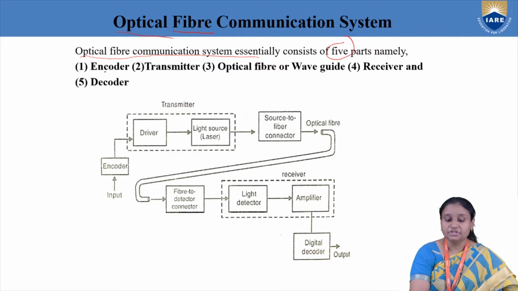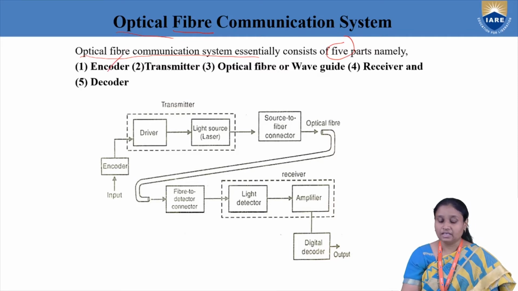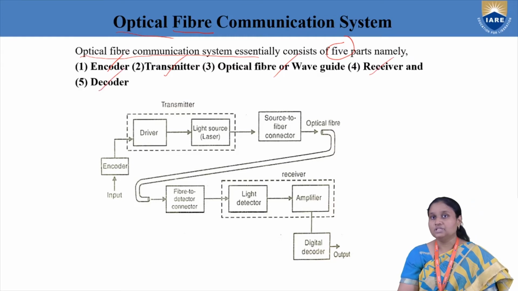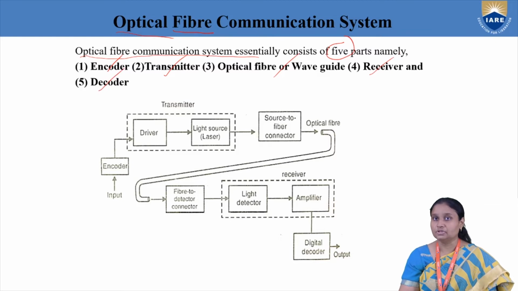What is the first part? The first part is called the encoder. Then we have the transmitter, then the optical fiber or waveguide, then the receiver, and the last part is the decoder. So any optical fiber communication system consists of 5 parts: encoder, transmitter, optical fiber, receiver, and decoder.